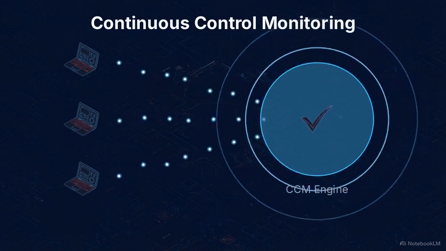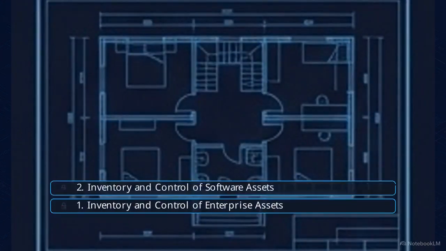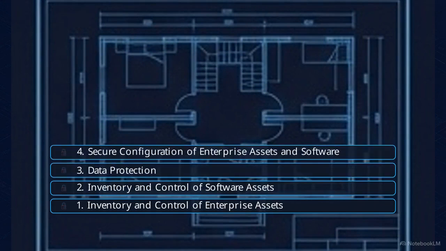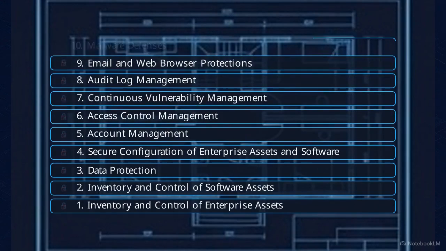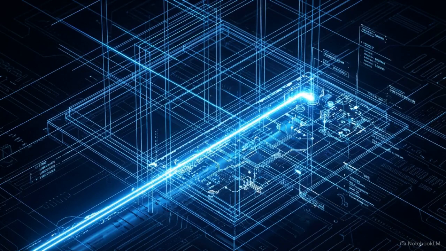every single second. This animated blueprint shows the top 10 CIS controls. These 10 rules form the absolute baseline for enterprise security, covering everything from knowing exactly what hardware you own, to restricting administrative accounts, to installing robust malware defenses. The CIS blueprint tells us precisely what needs to be protected.